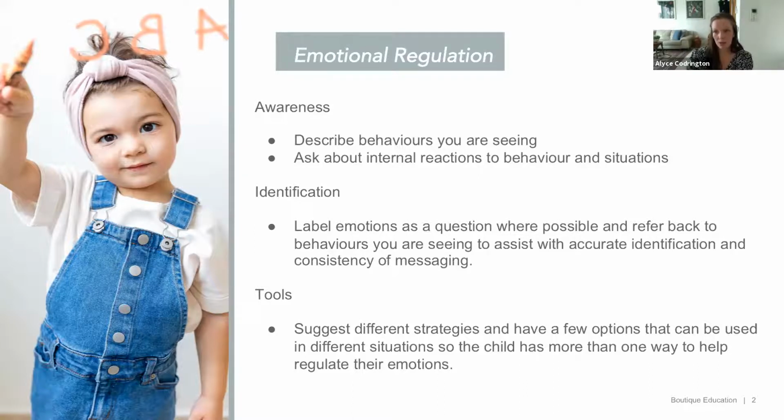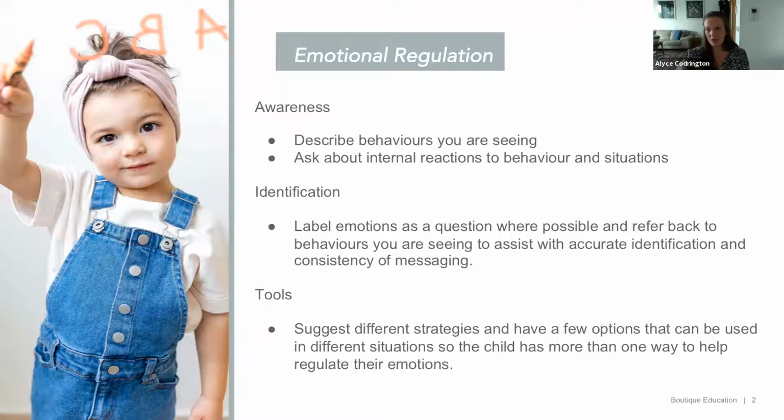Try not to label the emotion until you're certain that that is the way they're feeling, because mislabeling emotions for a child can then lead to more confusion later. So try and stay objective where possible. It's one of those things where you can always say to the child, I think you might be getting a bit frustrated because this happened, or because I'm seeing this behavior.